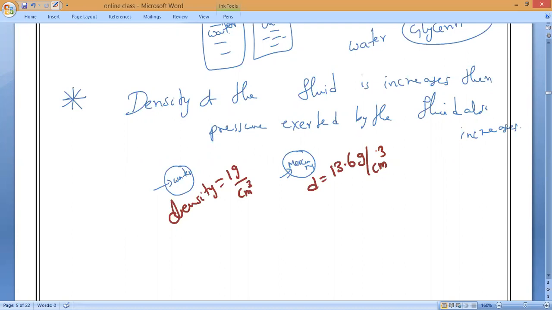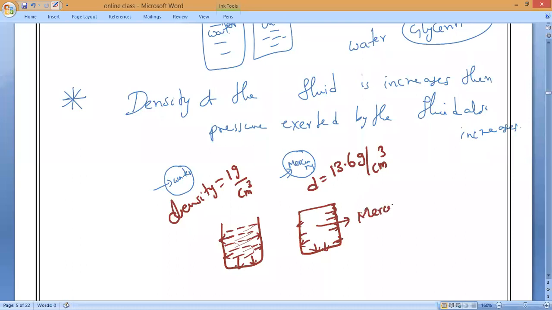Now observe very carefully. If you take water in the container, the water density is less, so the pressure exerted by the water is also less. If I take the same amount of mercury in the container, the mercury density is greater, so the pressure exerted by mercury is greater. So now you tell me, which balloon will blast first? Mercury, Hg.